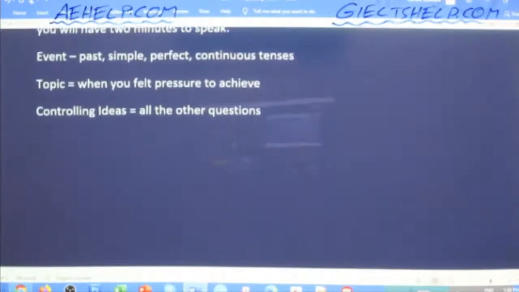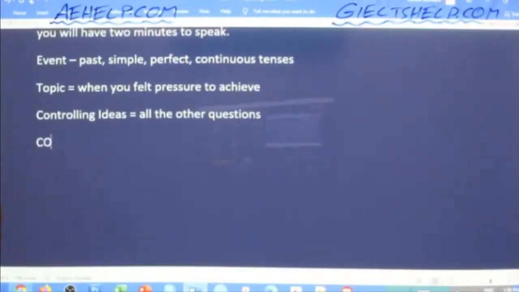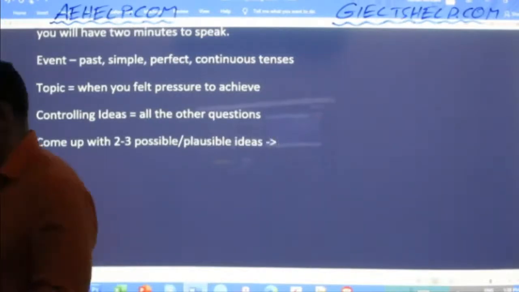So we're visualizing and we want to come up with 2, 3 possible, plausible ideas that we can talk about easily and quickly.